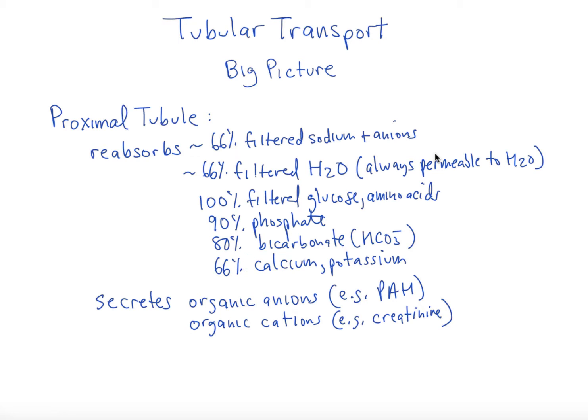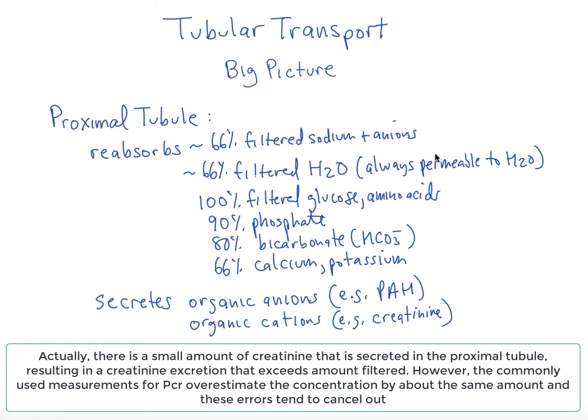Other things that are occurring in the proximal tubule are secretion of organic anions and cations, and there are transporters that do this. For the anions, an example would be para-aminohippuric acid, and there's a variety of other anions that also get secreted, and also cations such as creatinine, which is secreted to a small degree, but still creatinine is a very useful substance to measure the GFR, ignoring that small amount that gets secreted.